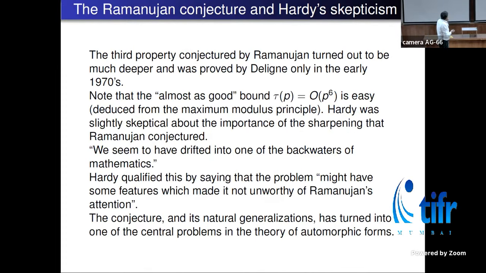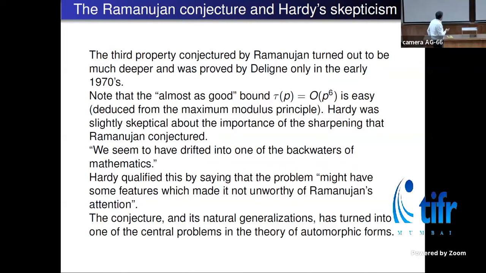Okay. So now the third property actually turned out to take some proving, and it was not proven for maybe 6 decades after he first conjectured it. If you just try to get the bound to be p to the 6 rather than p to the 5.5, then it's rather easy to prove. You can prove it as a consequence of the maximum modulus principle. And so, one would wonder what is the importance of this conjecture. Hardy was skeptical about the importance of this sharpening, and he said, we seem to have drifted into one of the backwaters of mathematics. But he qualified this by saying that the problem might have some interest because Ramanujan had identified it as an interesting thing.